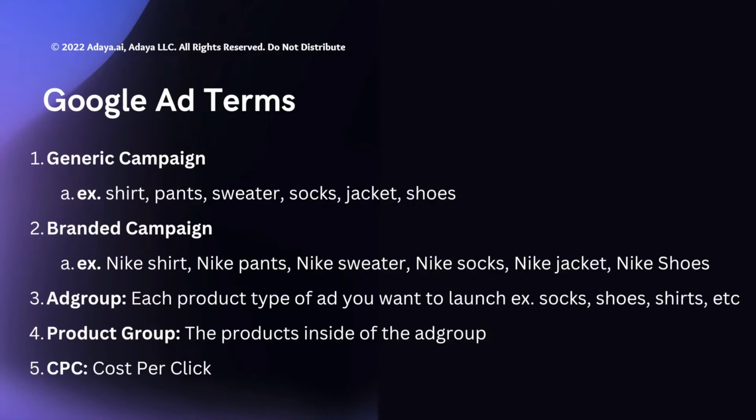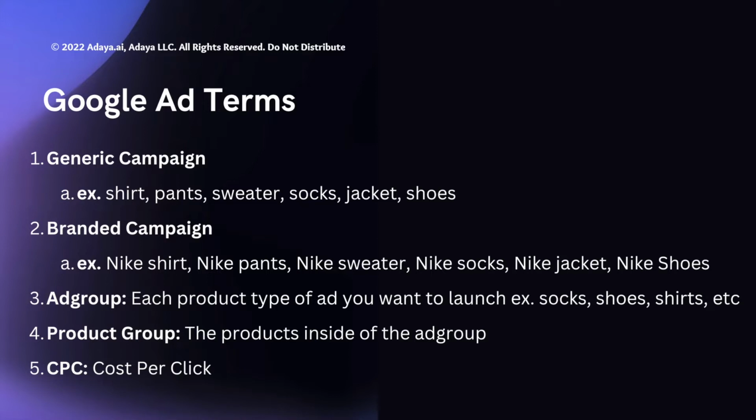So, some simple Google Ads terms. We're going to have a generic campaign, which is just going to be super generic words. It's not going to have any brand in front of it. It's just going to be regular words, for lack of a better term, just naked. And then we have a branded campaign, which will include your branded terms plus the generic terms. So going back to the example, instead of shirt, we'll have Nike shirt, Nike pants, Nike sweater, Nike socks. You get the point. It's all branded search terms, right?